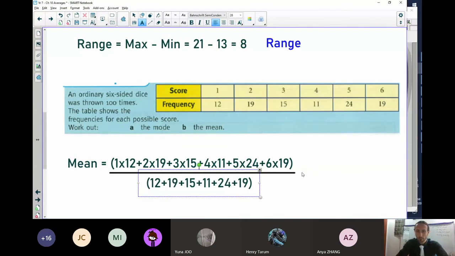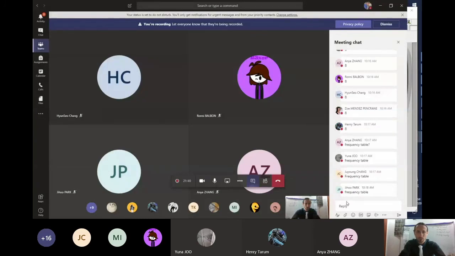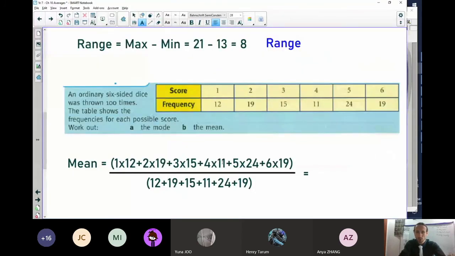Okay, now following instructions, I want you guys to add up the sum of our scores. So I want you to go 1 times 12 plus 2 times 19 plus 3 times 15 plus 4 times 11. Add all of them up for me and then put that into the meeting chat. So add them all up, just the top line, just the numerator here, and then give me an answer in the meeting chat.